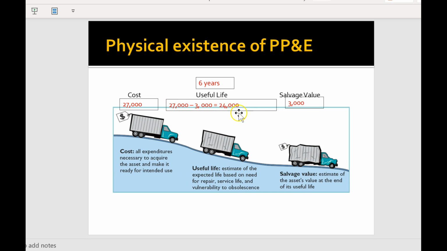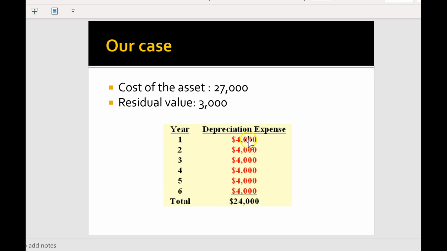So in between, there is only so much value that the asset that we could use up, which is the difference between the cost and the salvage value. That's the difference between the two would be 24,000. And we estimate how many years that we are going to use the asset. That is the useful life. For depreciation expense, it means for all the depreciation expense that we are recording, for example, here, it means how much we are using up the asset per year over the useful life. In this straight line case, we assume the asset is used evenly throughout the 6 years.